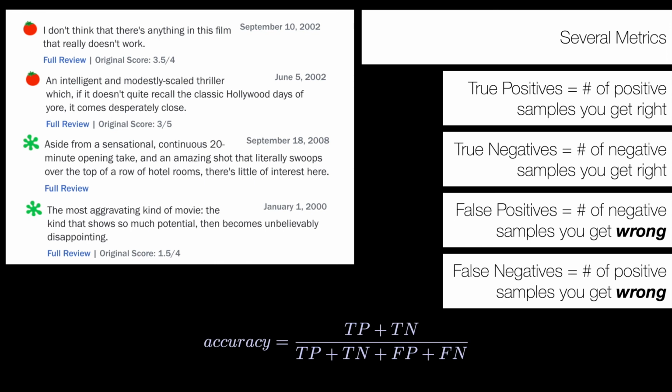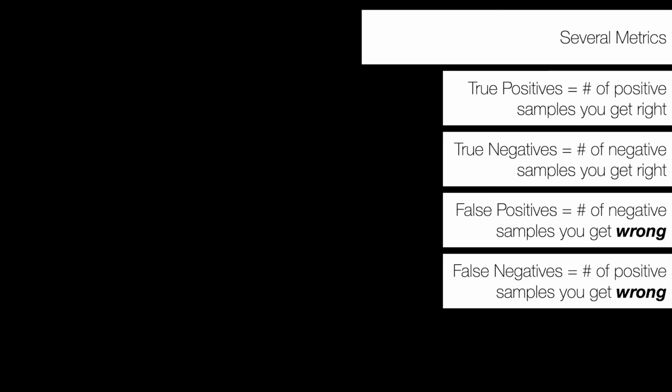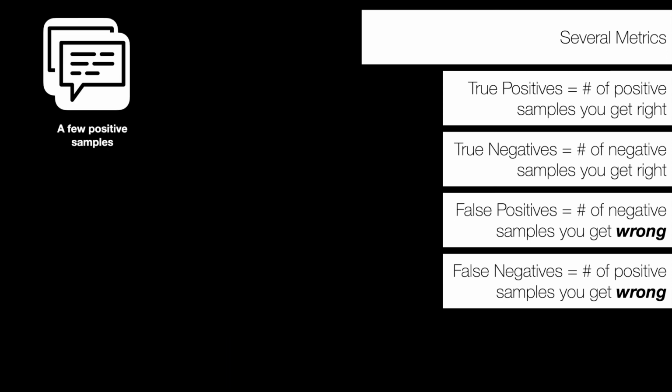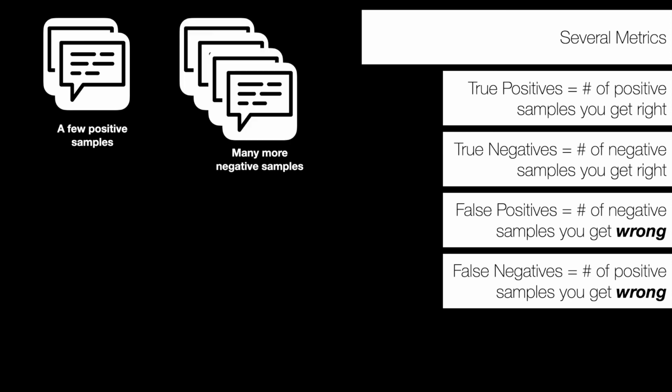We can talk about accuracy as the number of things you got right. Of the samples in the data set, how many of them did you get correct? Oftentimes in the case of classification, you have very different kinds of distributions of data, where you have very few positive samples and many more negative samples. For the movie review case, this maybe isn't the case, because people might be just as likely to post a bad review as a good review.